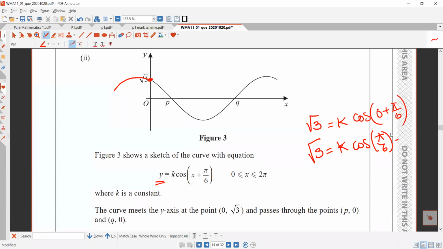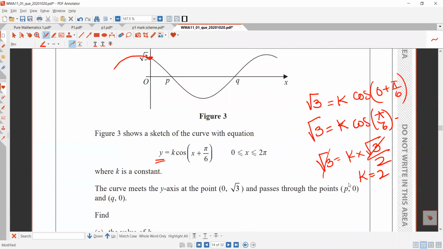Root 3 by 2. Divide by 2. K into root 3 by 2. Now root 3 gets cancelled. I think K is 2. They said to find the answer for K. I think K is 2.